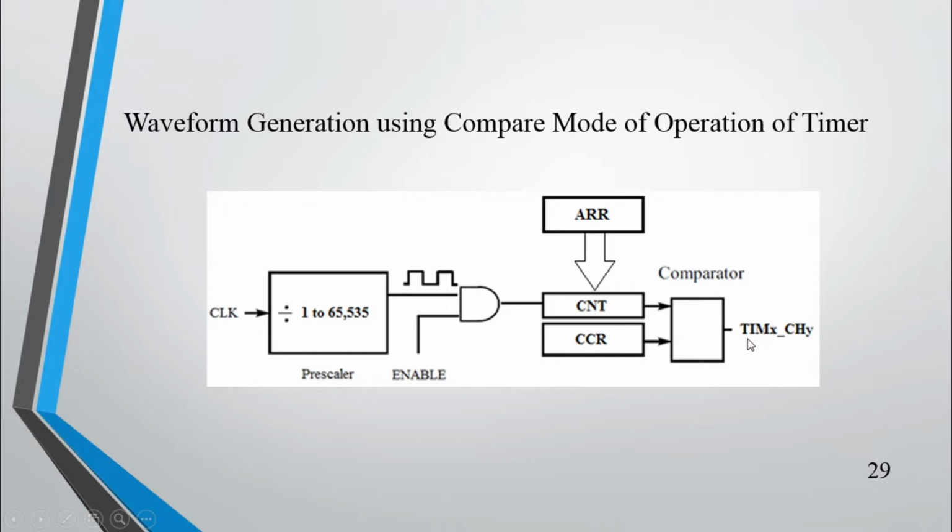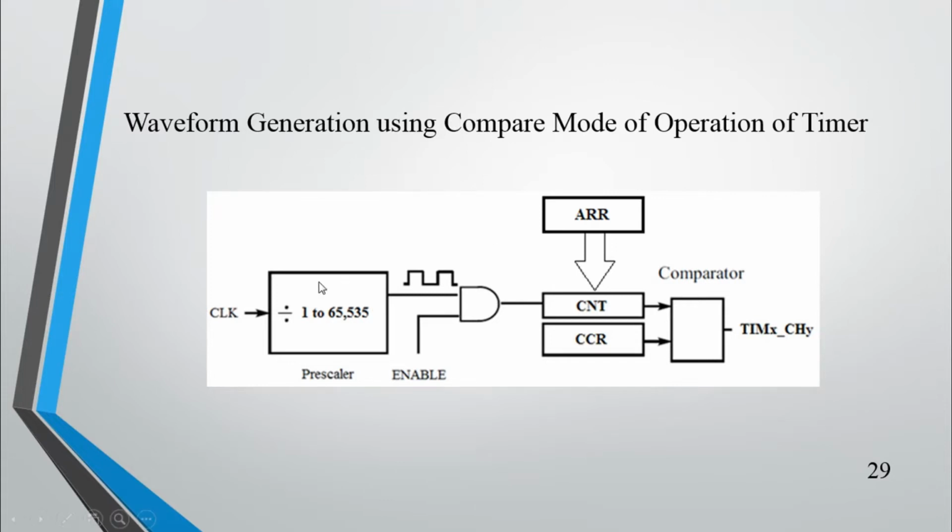So for the time being, you are going to configure it for timer 2 channel 1. Timer 2 channel 1, right. So what we are going to do is, whenever these two values are equal, we are going to toggle the timer 2 channel 1 pin. So what is the advantage? We don't need to interfere in the program by checking the UIF flag or whatever flag. Once the configuration is done, it will keep on generating the signal automatically.